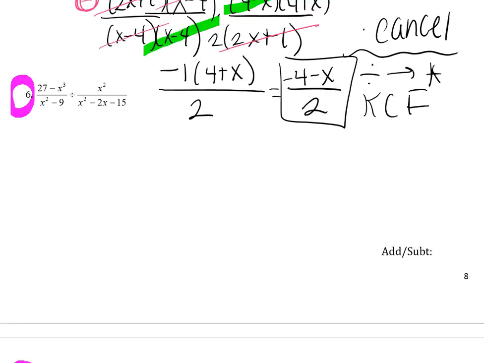All right, and then division is just like multiplication. You just have to flip the second fraction. So change that to multiplication and then flip it. I'm going to factor as I go. This numerator is SOAP.